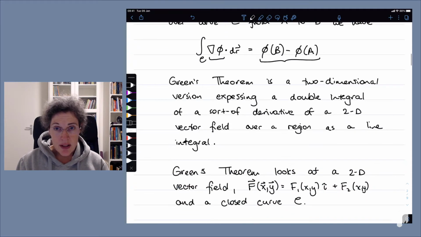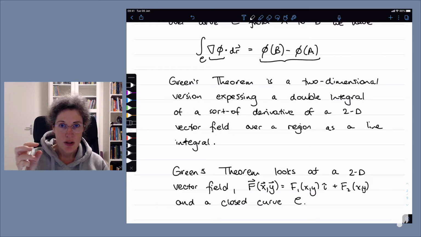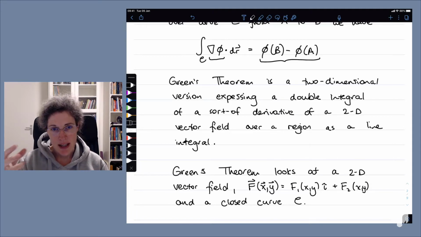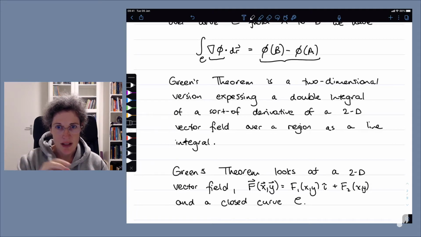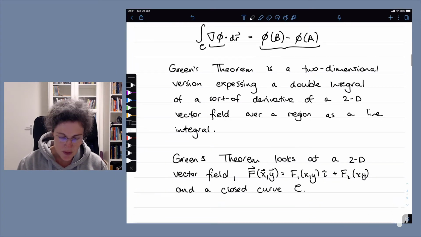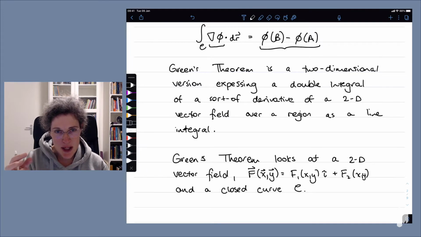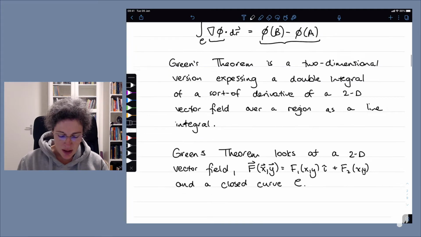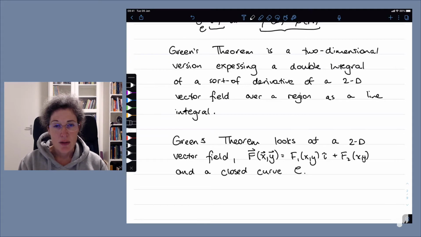So Green's theorem is a two-dimensional version of expressing a double integral as a line integral. So we're really looking at the derivative of a 2D vector field and linking a line integral and a double integral. Although it might sound weird as I say it, we will see that there is a similarity with the fundamental theorem of calculus. Specifically, we are looking at a 2D vector field, so just a vector field with x and y components, no z component, and we're thinking about some closed curve.